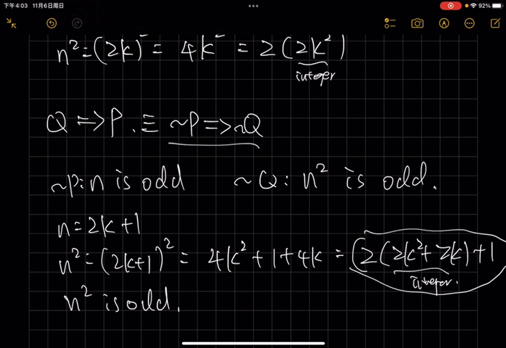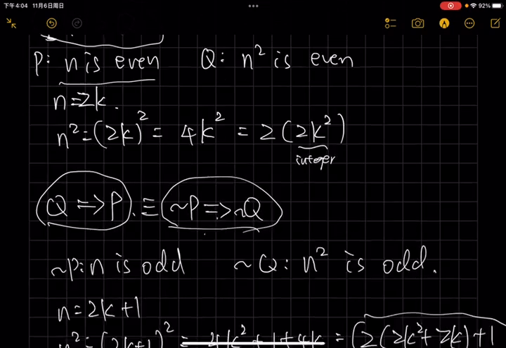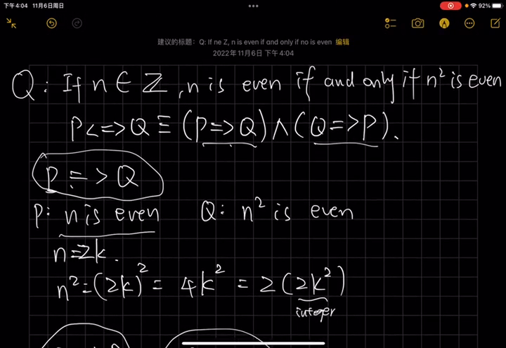Yeah, so now we just proved this using the contrapositive. Now we've proved both of these are true, and that's it. We proved this biconditional statement is true. Thank you.